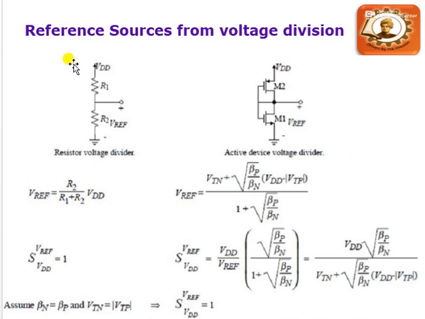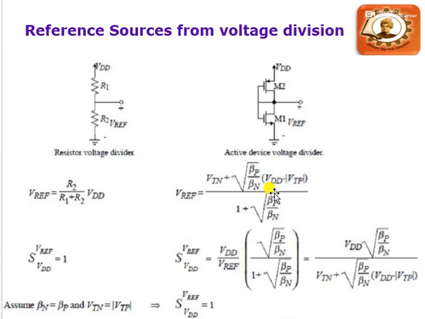First, V reference can be written as V reference equal to R2 by R1 plus R2 times VDD. Here V reference is directly proportional to VDD, so that is not a preferable voltage reference source. We can discard this type of reference and replace it by using MOS transistors M1 and M2, and we take the output across M1. So V reference is given by this expression.